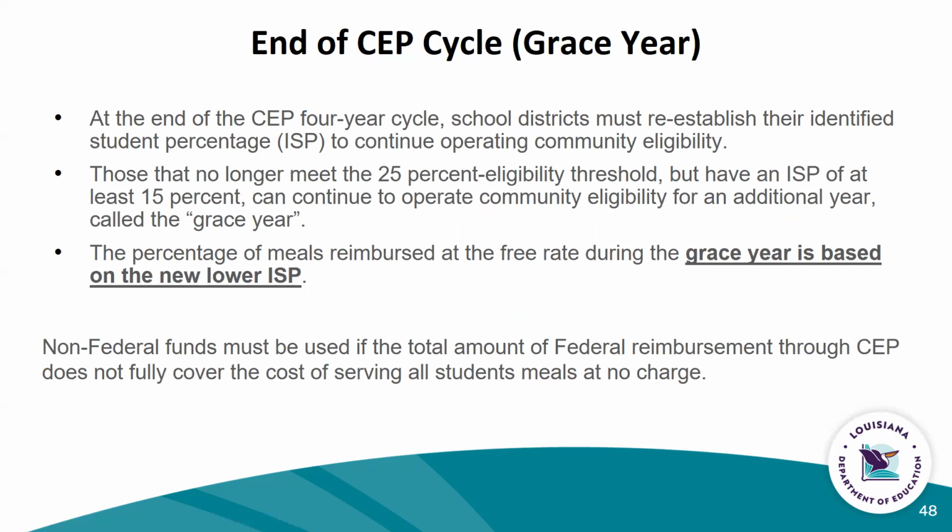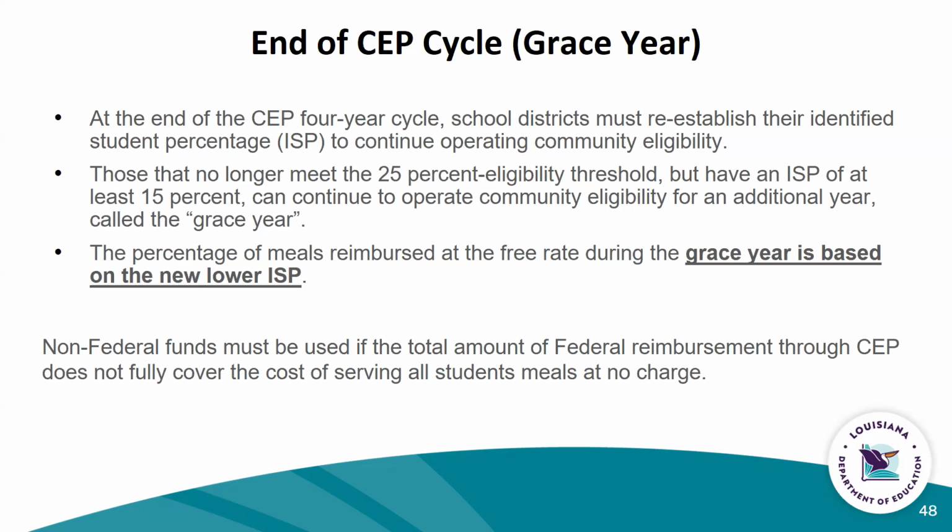End of CEP cycle or grace year. So what if an SFA does not have an identified student percentage of 25% or higher in year 4 of the current cycle? In this situation, the SFA may be eligible to stay on the option for an additional year, a grace period. In order to be eligible for this grace year, the identified student percentage in year 4 of the last cycle must be between 15 and 25%.